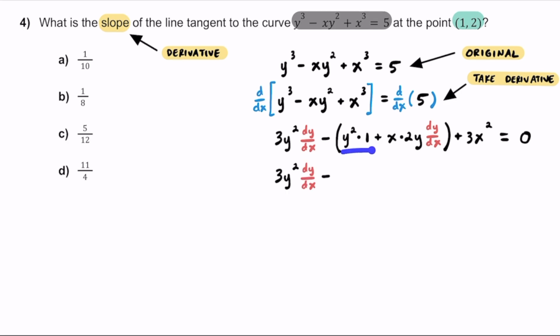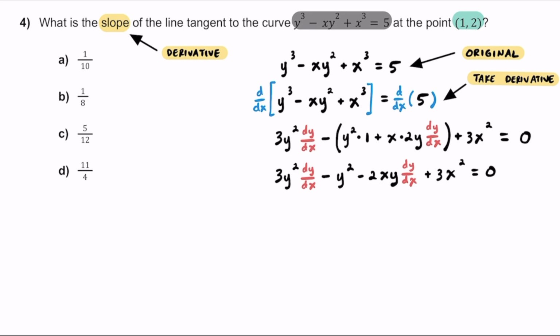This first part's going to stay the same. Y squared times 1 is just going to be y squared, and we're going to subtract it. So we're going to write minus y squared. And then multiplying all this together and then distributing this minus sign to this term, that's going to be minus 2xy multiplied by dy/dx. And then we're still going to have this plus 3x to the second power equal to 0.